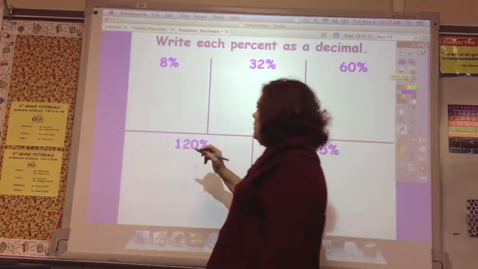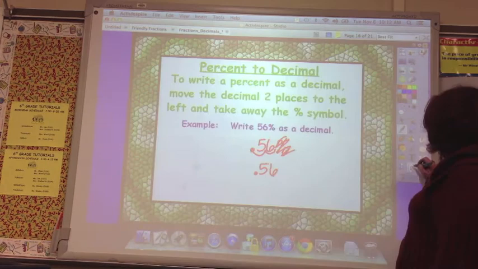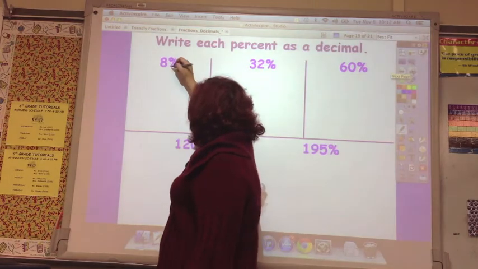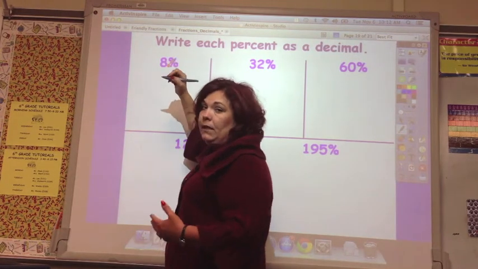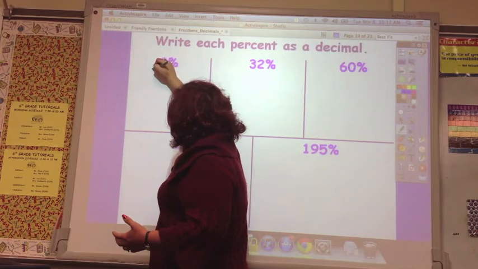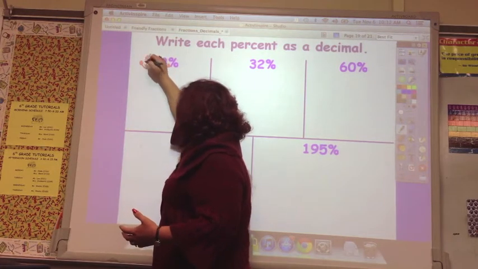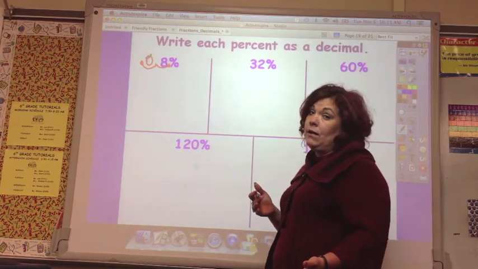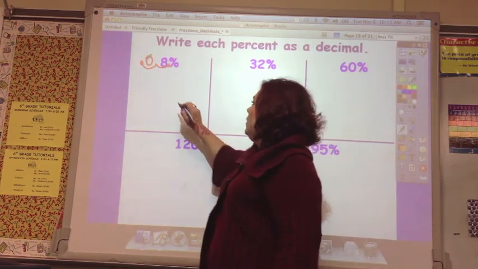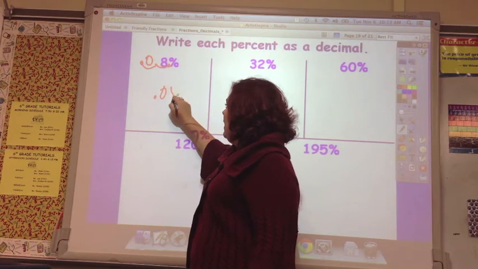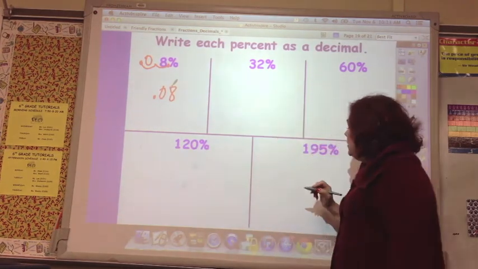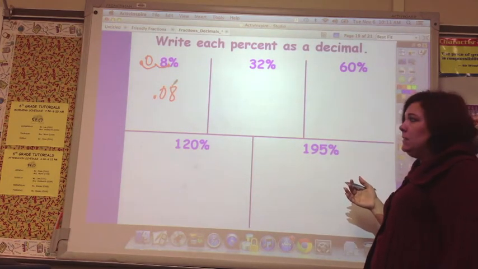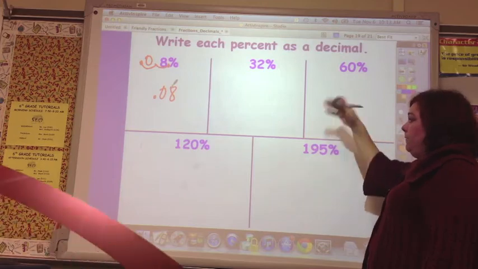So again, you've got to watch out. If you've got to go 2 places to the left, 1, 2, you have to fill in that zero. You can't just leave it blank because 8 tenths is different from 8 hundredths. We saw that with the models. So it is 0.08 and drop the percent sign. So go ahead and move the decimal point 2 places to the left and drop the percent sign and figure these out.